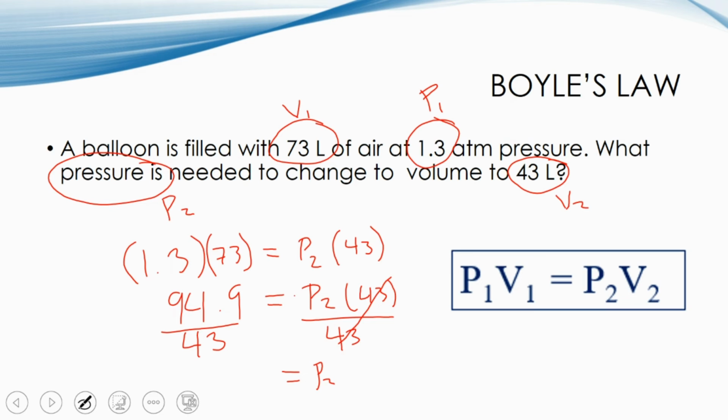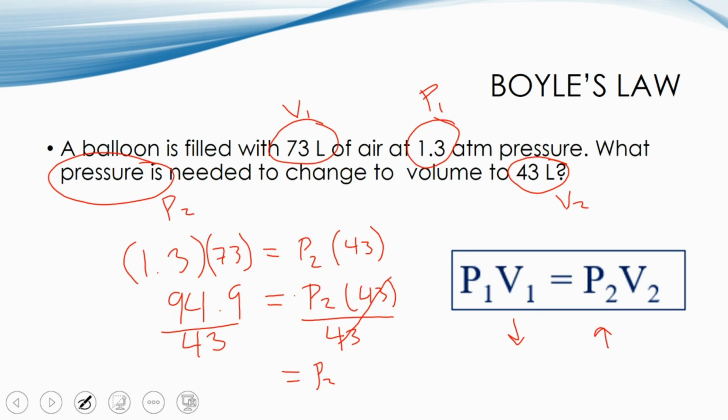And before we multiply this out, we can make a prediction. We know that volume and pressure are inverse. So if in this scenario our volume went down, it went from 73 down to 43, then we would expect, because Boyle's is inverse, the pressure to do the opposite. So if our volume went down, we would expect our pressure to go up.